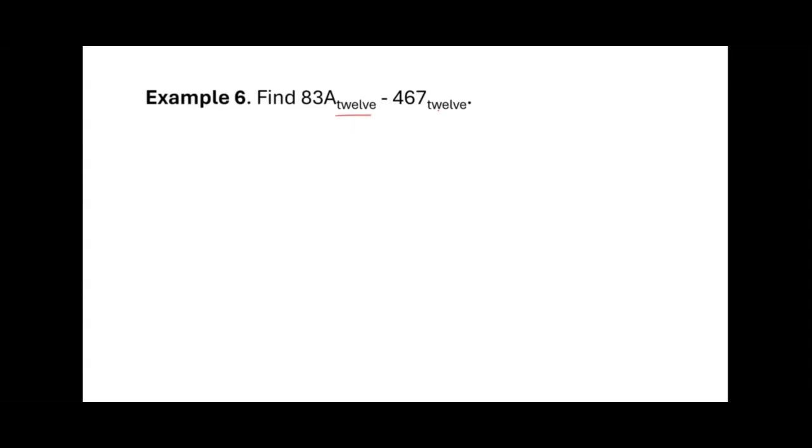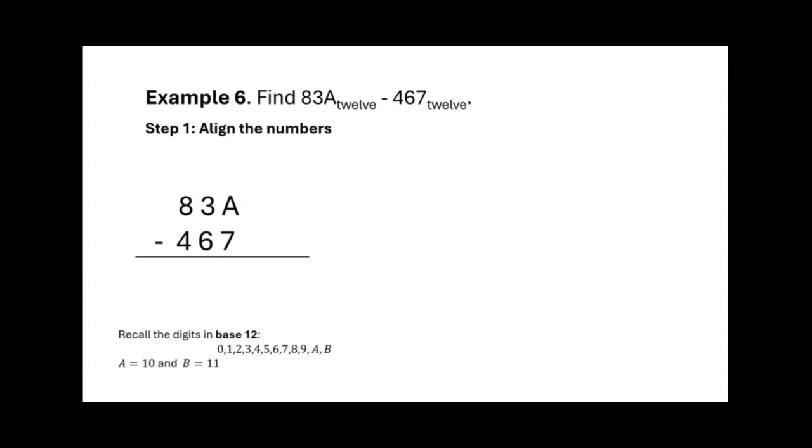Now I have base 12. So the first step is always align them vertically, matching the place values. Then you subtract. Now, before I get into the subtraction, recall that in base 12, you have digits 0 through 9 and A and B, where A represents 10 and B is 11.